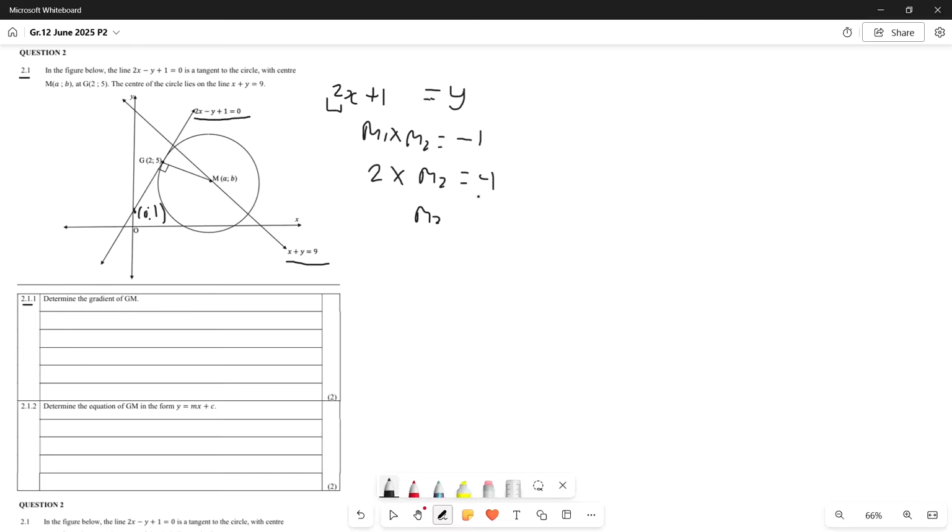And then divide by 2, which means m2 is -1 over 2, which means the gradient of GM is -1 over 2. And that is our final answer.